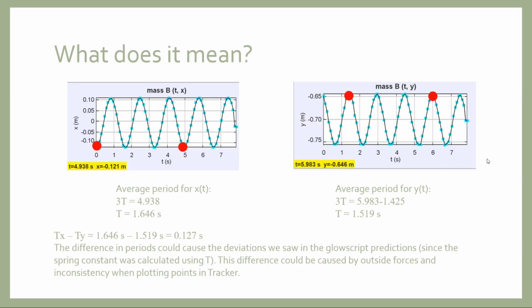And then estimating the oscillation periods. From the tracker data, we find that there is a difference in periods between the X and Y positions of about 0.127 seconds. The difference in periods could cause the deviations we saw in the GlowScript prediction, since the spring constant was calculated using the period, and this difference could be caused by outside forces and inconsistency when plotting in tracker.